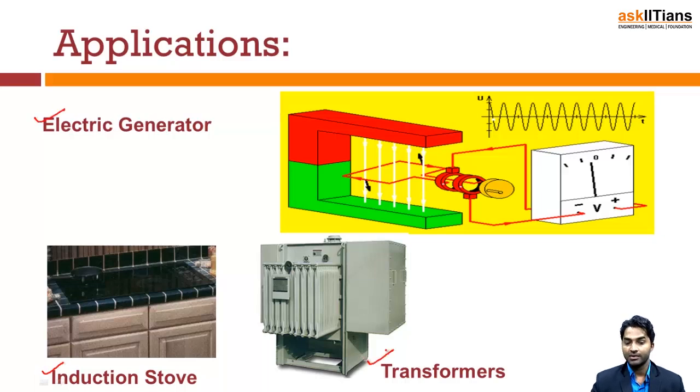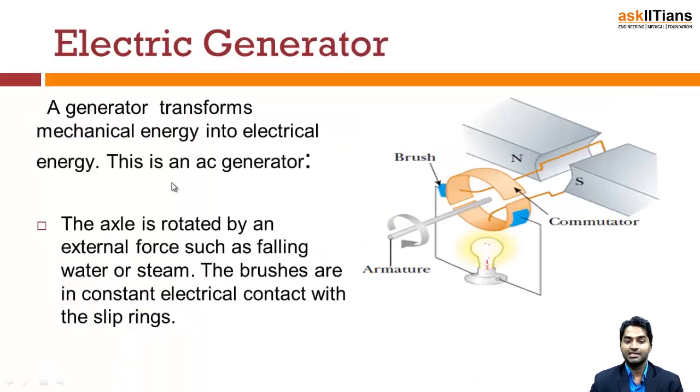transformers. Transformer means the same phenomenon of mutual induction takes place. In the case of the induction stove, conservation of energy takes place. How? Electric energy is converted into heating energy. The first part is associated with the electric generator. An electric generator transforms mechanical energy into electric energy, and this is just an AC generator.